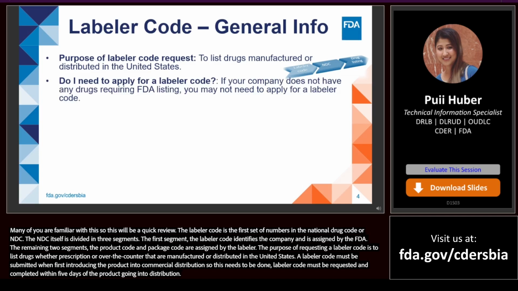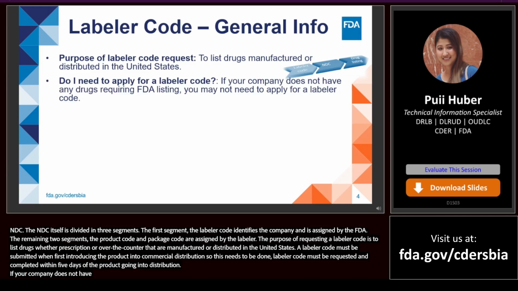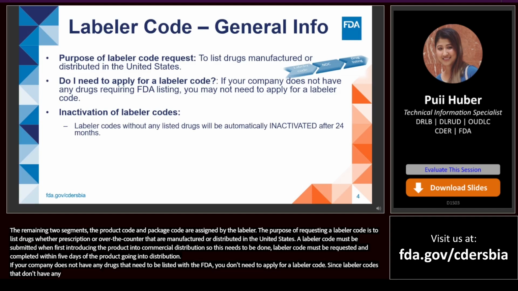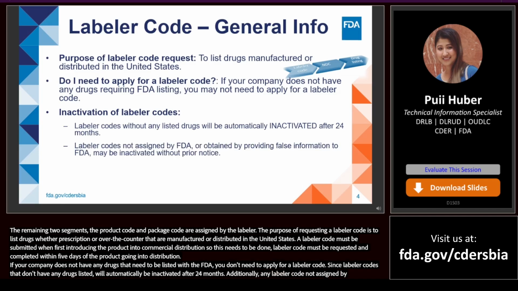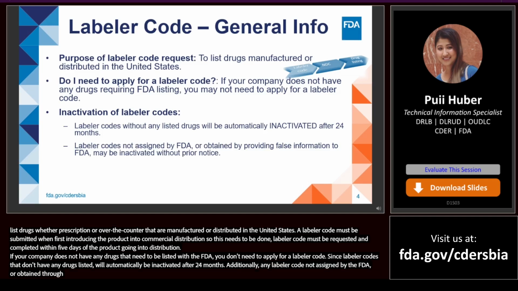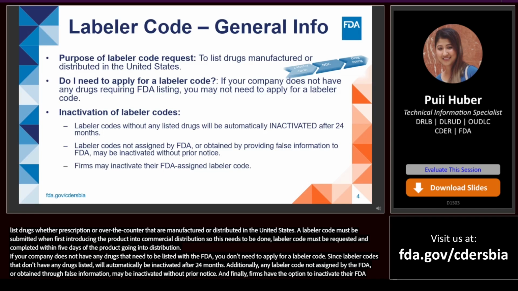If your company does not have any drugs that need to be listed with the FDA, you don't need to apply for a labeler code, since labeler codes that don't have any drugs listed will automatically be inactivated after 24 months. Additionally, any labeler code not assigned by the FDA or obtained through false information may be inactivated without prior notice. And finally, firms have the option to inactivate their FDA-assigned labeler code if they choose to do so.